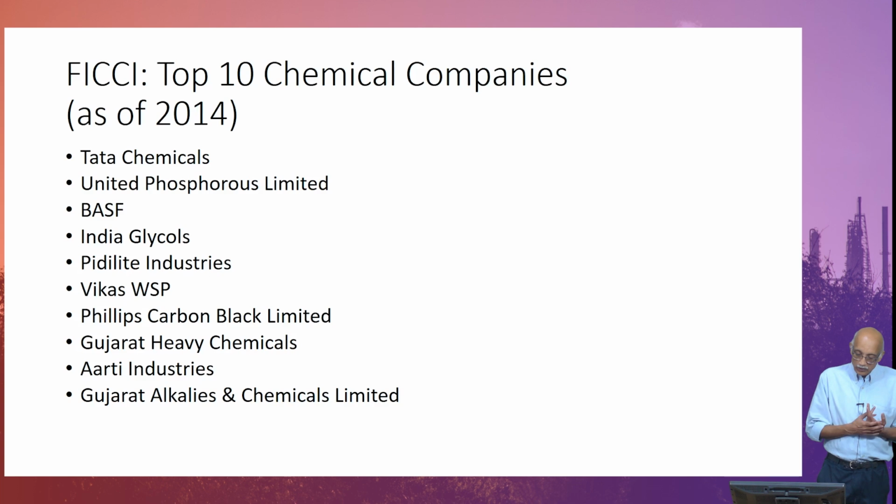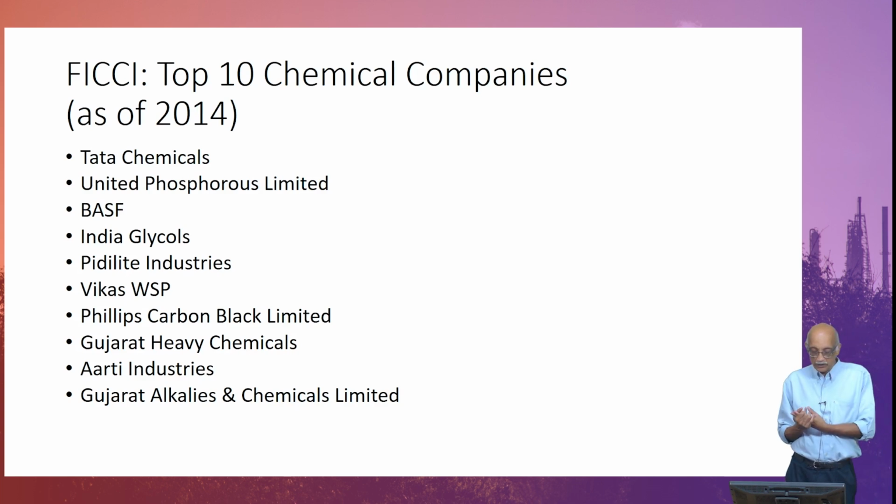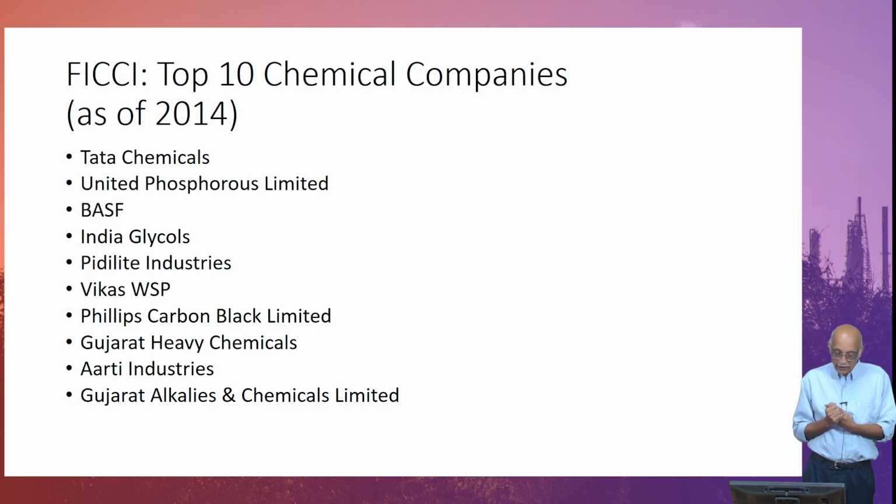So back in 2014, these were identified as the top 10 chemical companies: Tata Chemicals, United Phosphorus Limited, BASF India, Glycols, Pidilite Industries, Vikas WSP, Philips Carbon Black Limited, Gujarat Heavy Chemicals, Aarti Industries, and Gujarat Alkalis and Chemicals Limited. How many of these have you heard of? I haven't heard of too many of them.